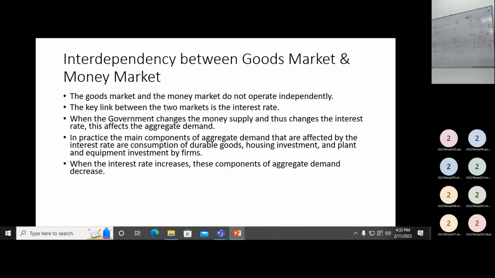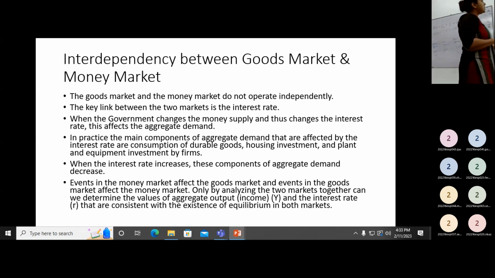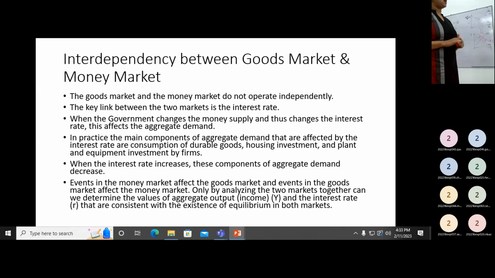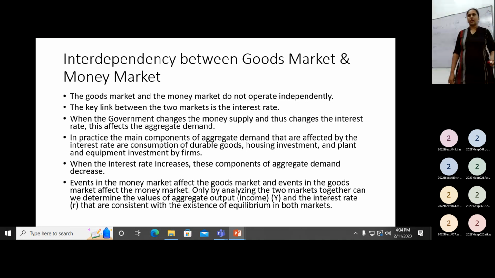That's what is explained here. When the interest rate increases, these components of aggregate demand decrease, right? Events in the money market affect the goods market, and events in the goods market affect the money market. So only by analyzing the two markets together can we determine the value of aggregate output and the interest rate that are consistent with equilibrium in both markets, right?